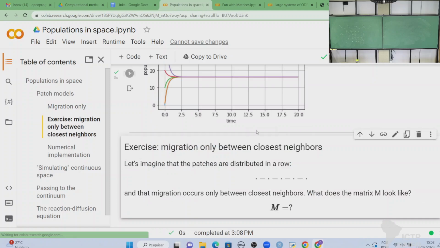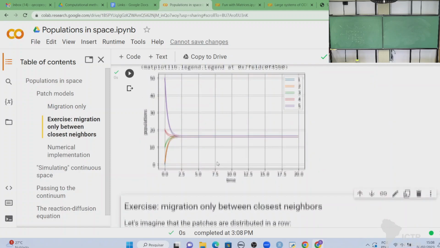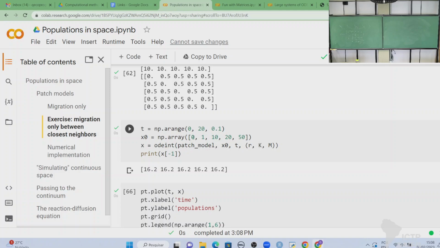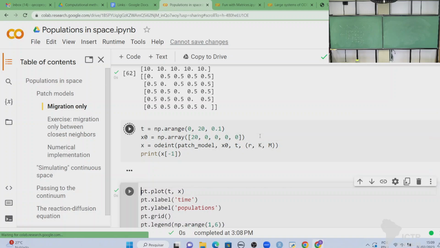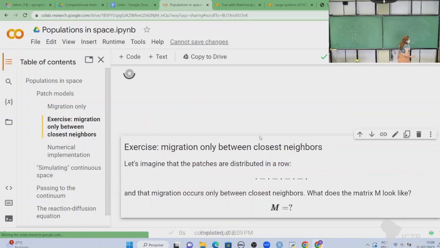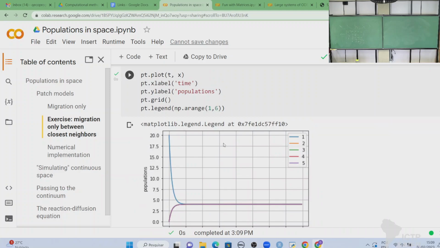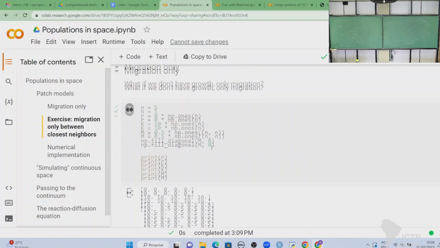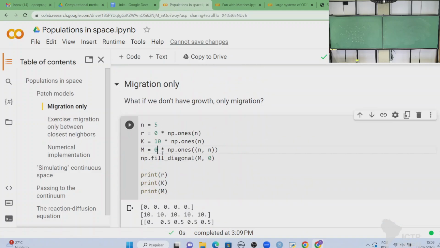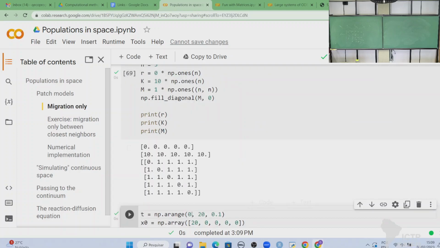Okay, so you see that I started, and let's do something better here, right? So let me use the same initial condition that I used over there, right? So with only one patch with 20, all the others with 0, right? Yeah? So the same initial condition as we used below, okay? But this was the case with all of them connected between themselves, okay? And here I even have now the same migration rate, yeah?